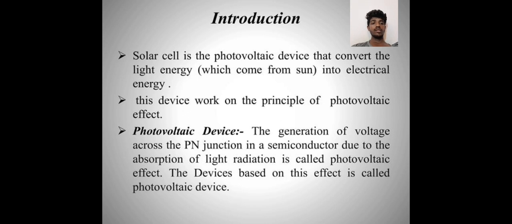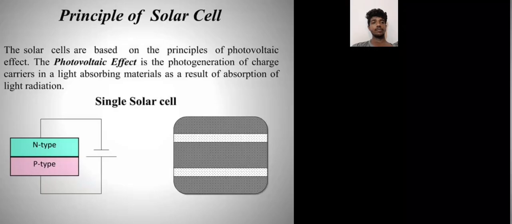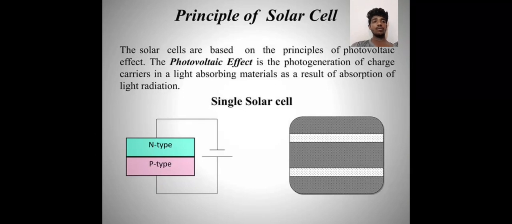The photovoltaic effect is the generation of a voltage across a PN junction in a semiconductor due to the absorption of light radiation. A device based on this effect is called a photoactive device. Principle of solar cells: the solar cells are based on the principle of the photovoltaic effect.